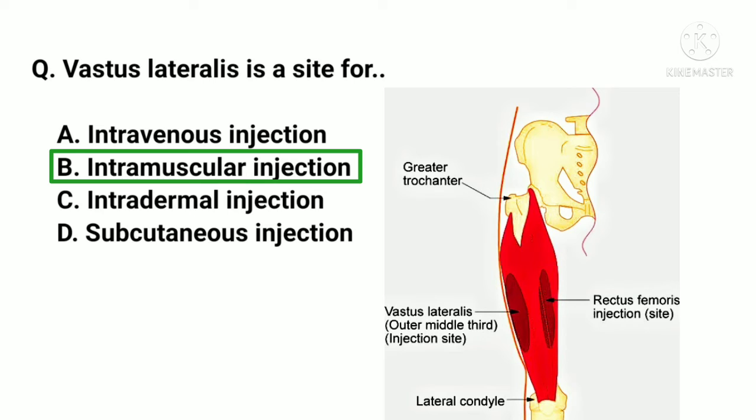The vastus lateralis site is commonly used for intramuscular injection and immunization in infants and toddlers because the muscle is thick and well developed. This muscle is located on the anterolateral aspect of the thigh.